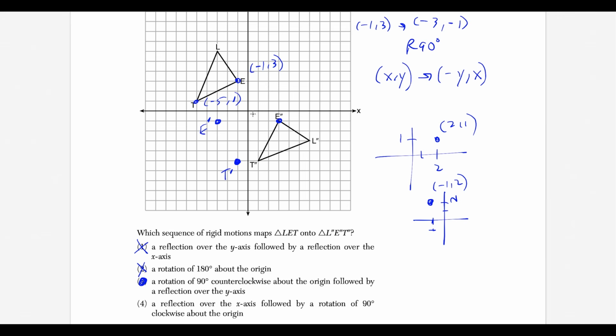And now L is at negative 1, 2, 3, up 1, 2, 3, 4, 5, 6. So negative 3, 6. This would send us to the point negative 6, negative 3. So we're going 1, 2, 3, 4, 5, 6, 1, 2, 3 down here, and that would be L prime. And then if we go across the y-axis, this one definitely checks out.